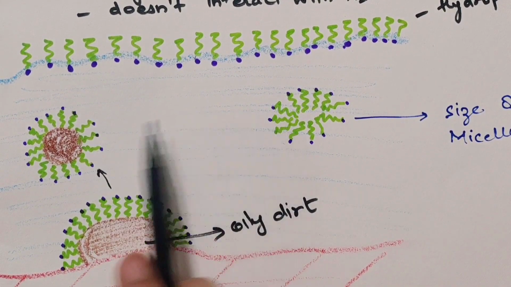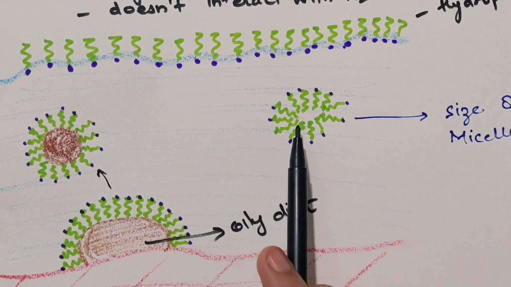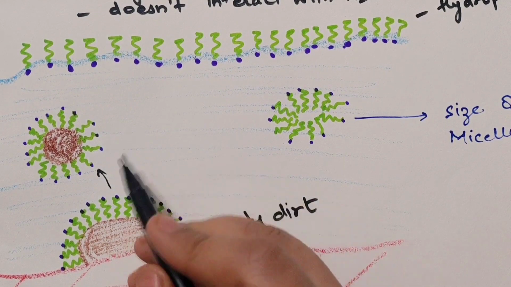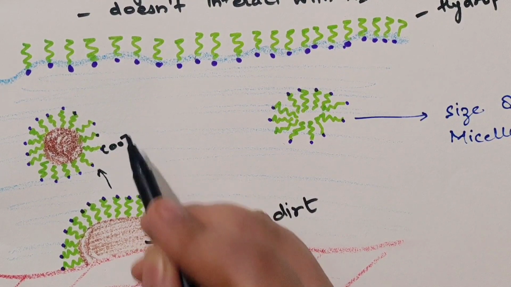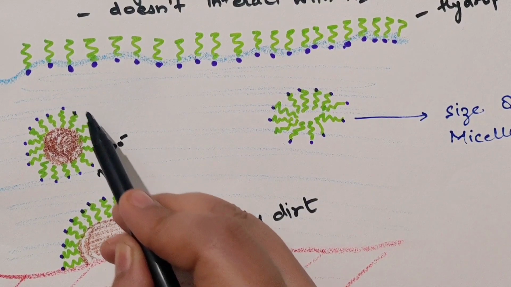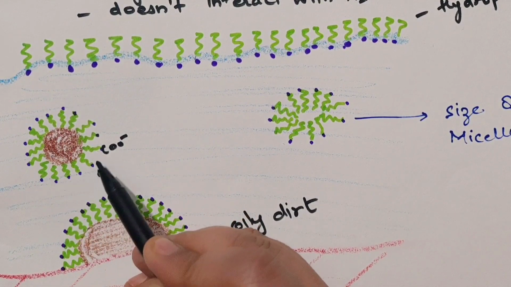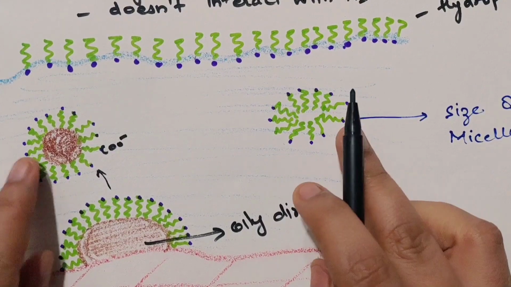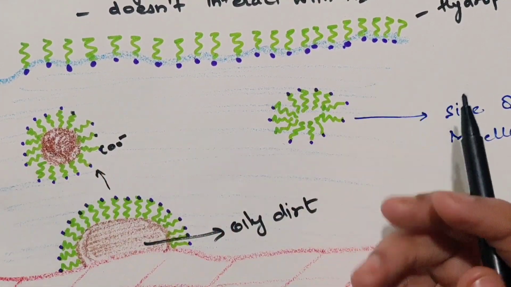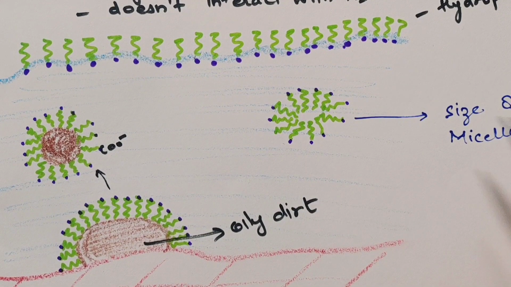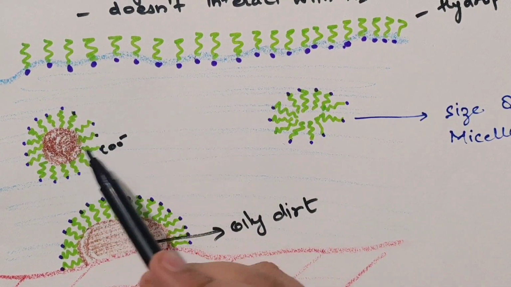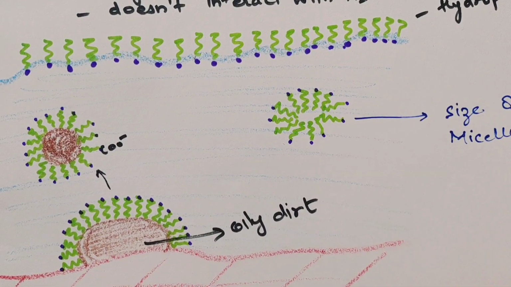And these two will not cluster together, because you see the ionic part, if you remember, has the COO negative charge. So there's a negative charge all around the micelle. Same here. If they try to come together, they would obviously repel each other. So coming together is not an option. These micelles are then rinsed off with water. So this is the cleansing action of soap.